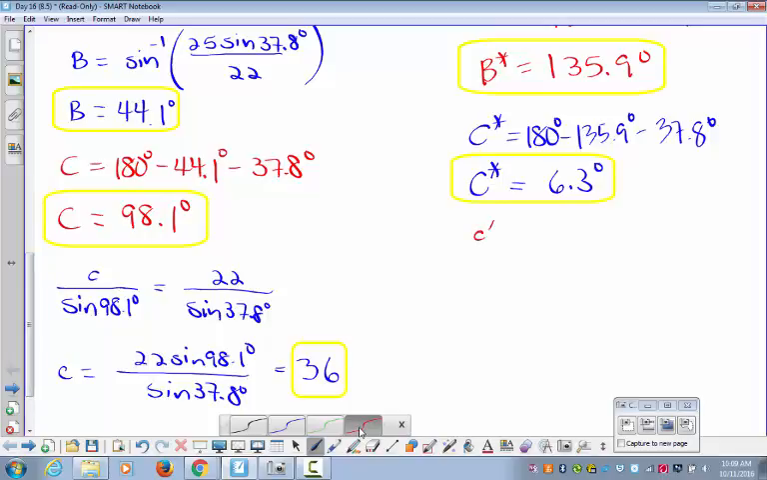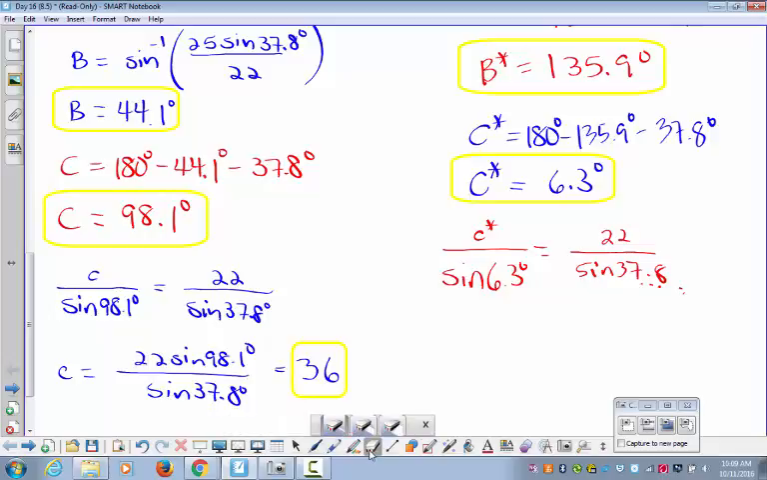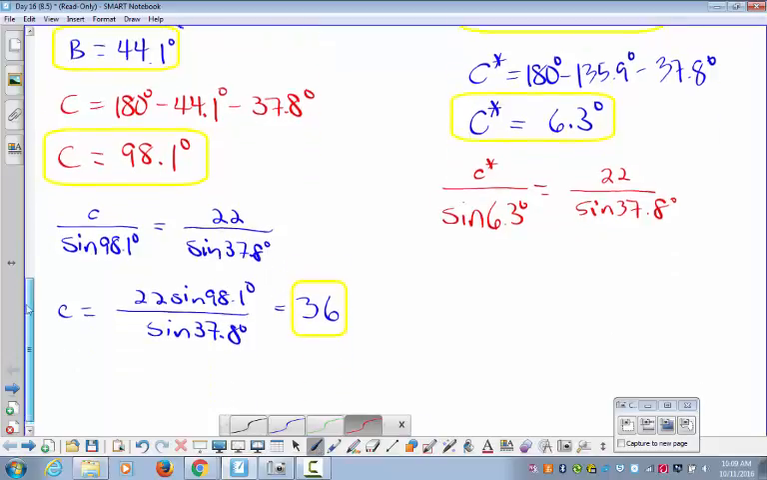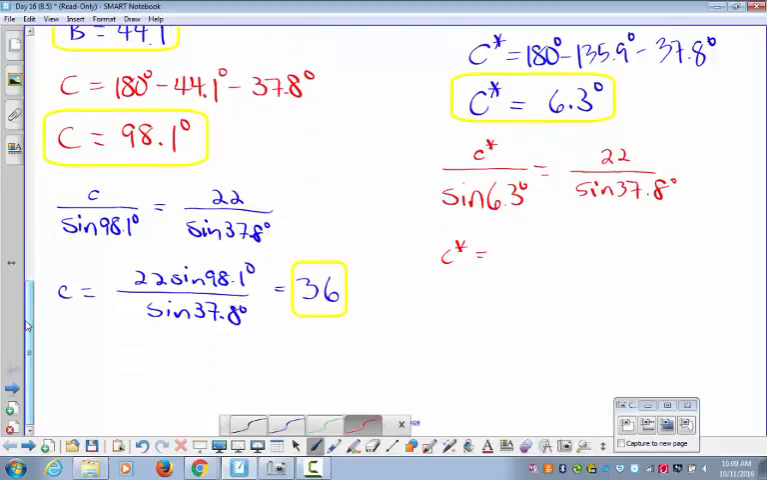All right, and then the last side that we solve for is little c star. So little c star divided by sine of angle C star, and we can use the same ratio that we used over there for little c. So that will be 22 divided by sine of 37.8. And we can type that into our calculator and get our result pretty easily, because we just do one multiplication here. So c star would be 22 sine 6.3 degrees divided by sine of 37.8 degrees.